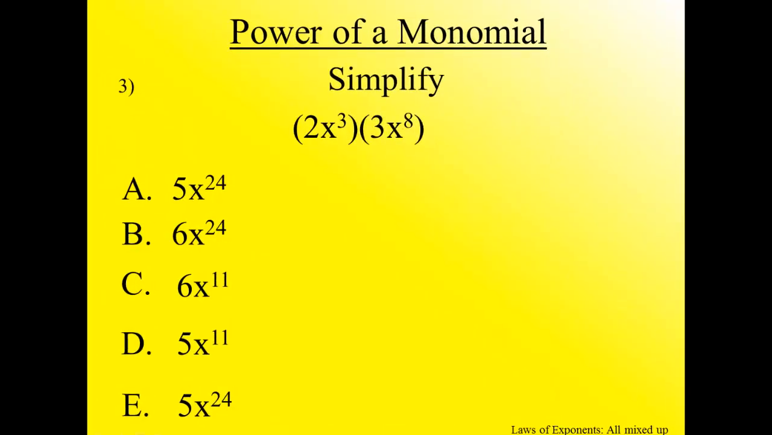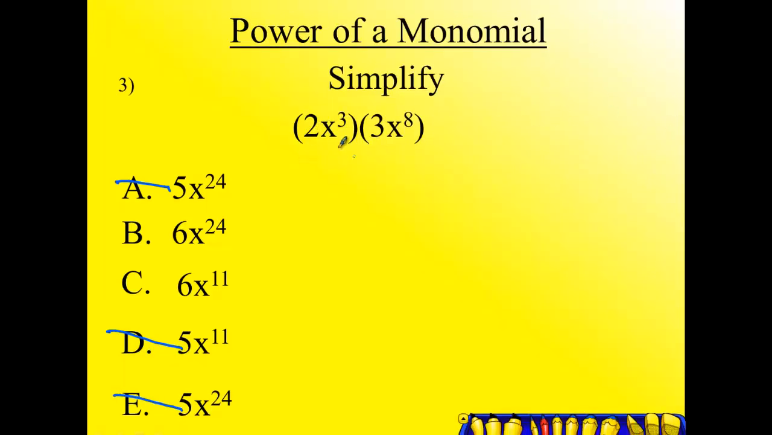Example number 3. So I have here a monomial times a monomial. We just need to multiply the two coefficients first. So 2 times 3. I hope that you will not choose 5. Okay, so we can cross out 5, cross this one out, cross this one out. Just multiply 2 and 3. 2 times 3 will give us 6.